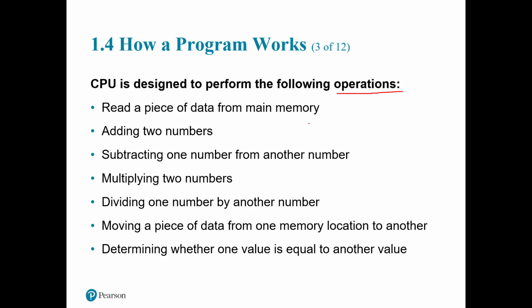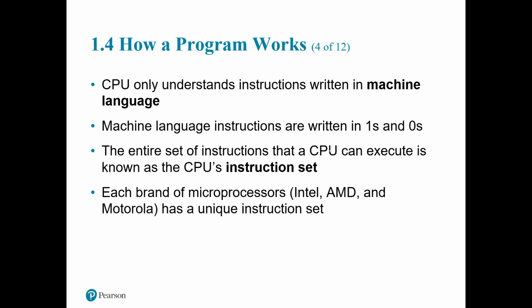It can read a piece of data from main memory. It can add two numbers. It can subtract one number from another number. It can move a piece of data from one memory location to another. It can determine whether one value is equal to another value. So there's a bunch of things the CPU can do, but you have to remember that it will not do that unless you tell it specifically to do so. So your CPU will only understand instructions that are written in machine language.